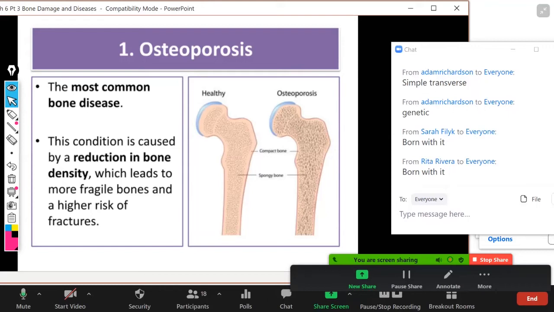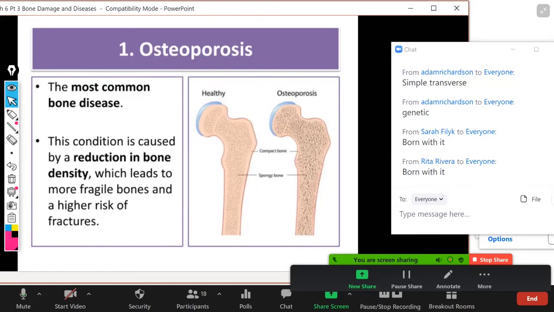So what causes this? Well, this tends to come on with age, but there are a lot of factors that can affect the onset of osteoporosis. There are some genetic factors that can make people a little bit more prone to this, but there's a lot of lifestyle things too. Age, over 40, bone density loss tends to be more of a problem.